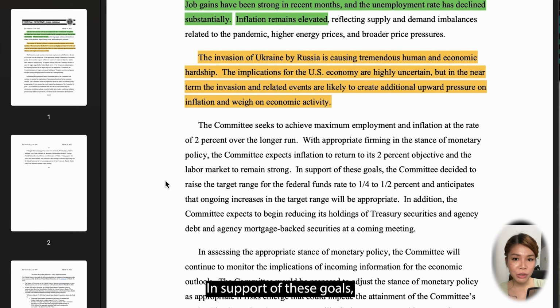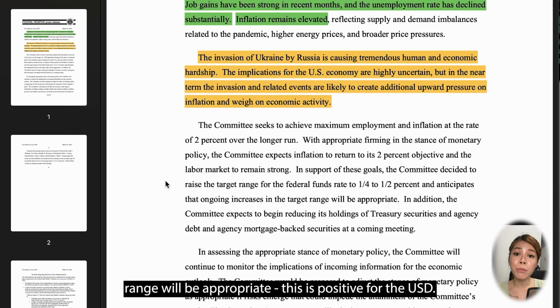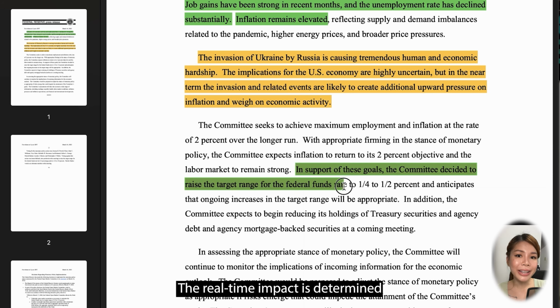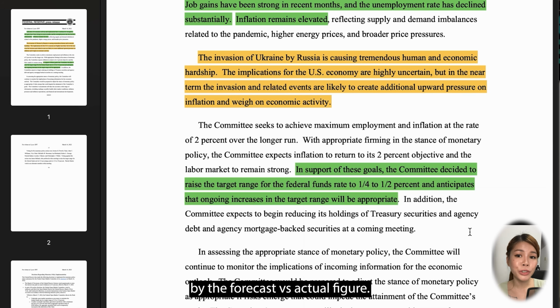In support of these goals, the committee decided to raise the target range for the federal funds rate to 0.25 to 0.5% and anticipates that ongoing increases in the target range will be appropriate. This is positive for the USD. The real-time impact is determined by the forecast versus actual figure.